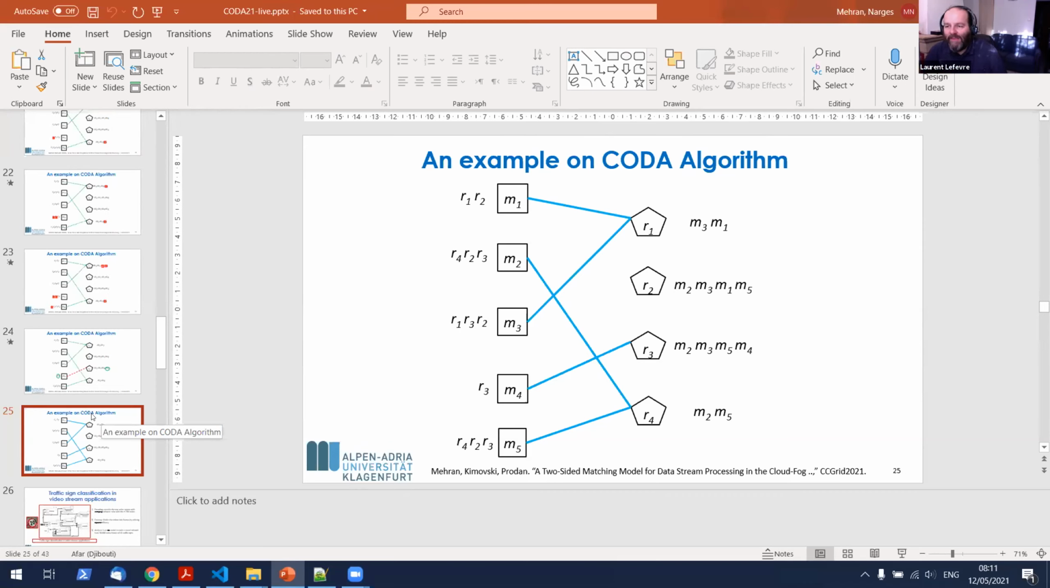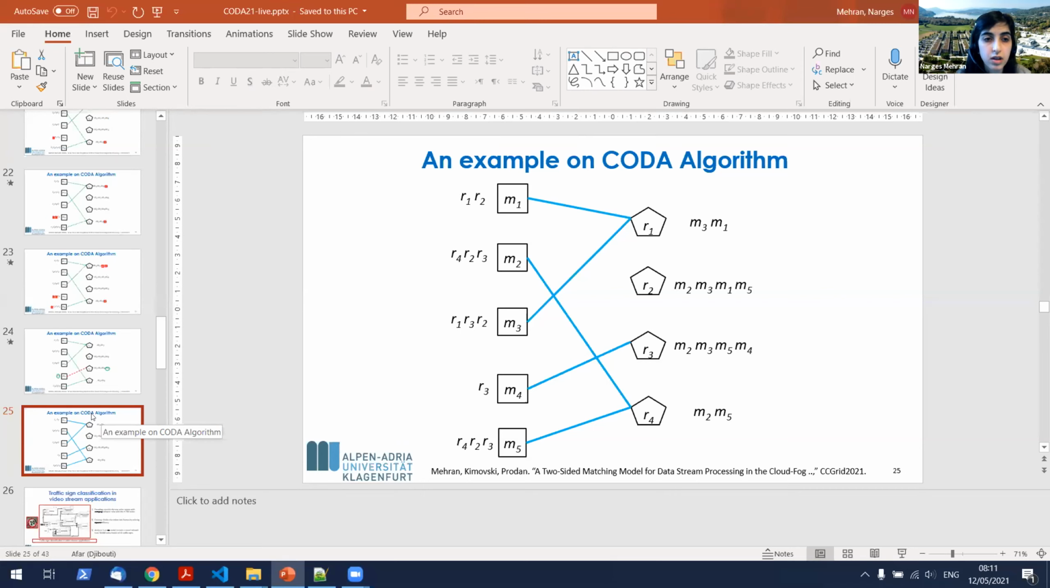So one question from Maximilian. Maximilian congratulates you for your talk, Narges. And the question is, does CODA consider combinatorial optimizations like the Kuhn-Munkres minimal matching, KMM, or another common LP algorithm?